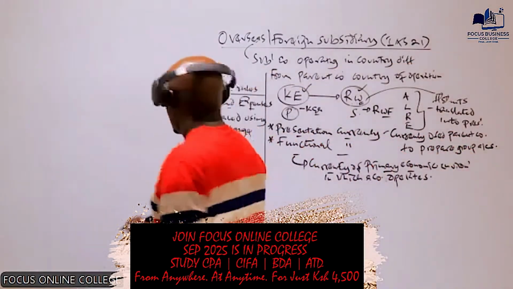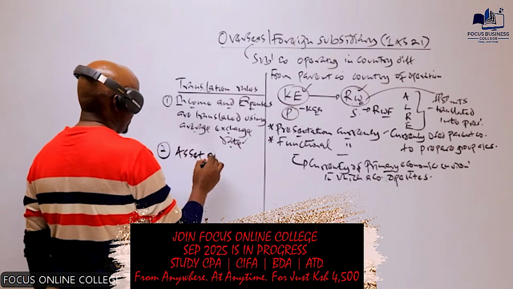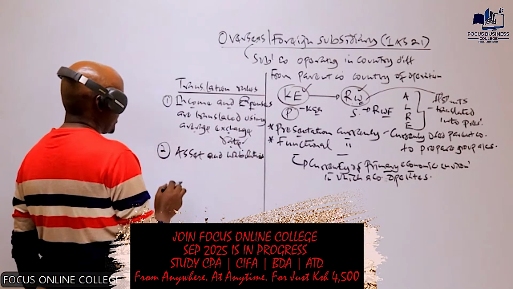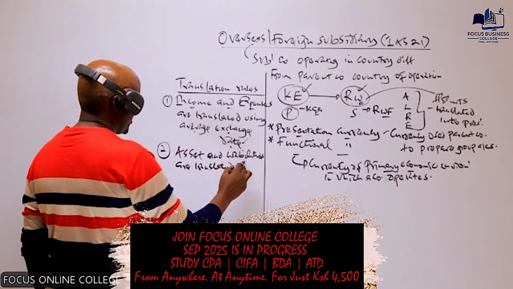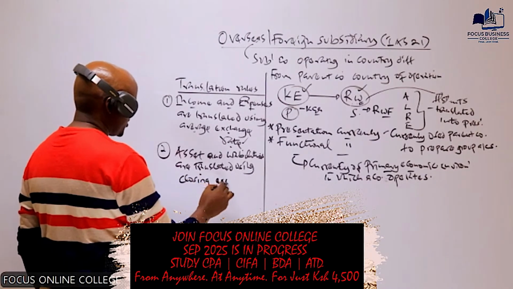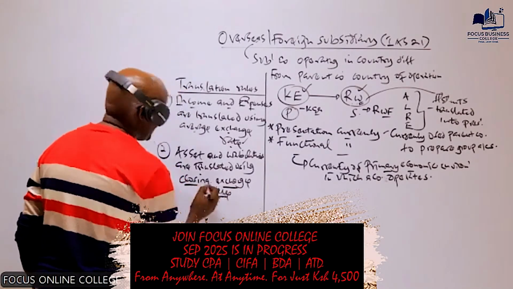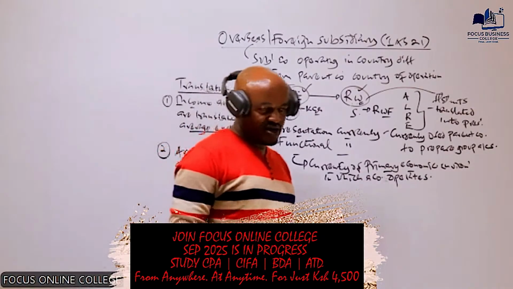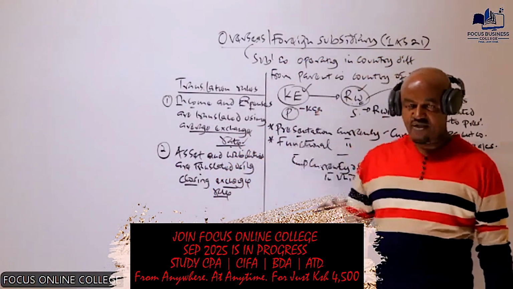Number two, the assets and liabilities of the foreign subsidiary, when translated into the presentation currency, are translated using the closing exchange rate. This is actually the exchange rate at the end of the year. If you are able to know that, then the question for preparation of group accounts where we have a foreign subsidiary becomes very, very simple.